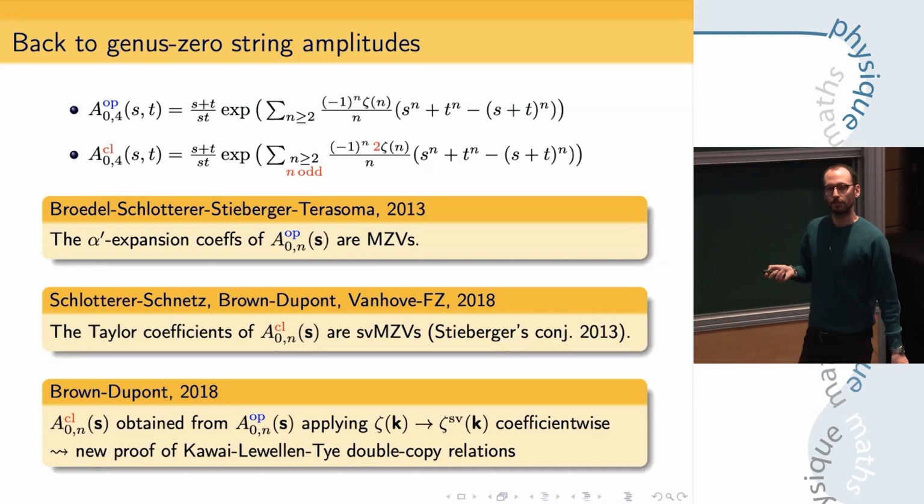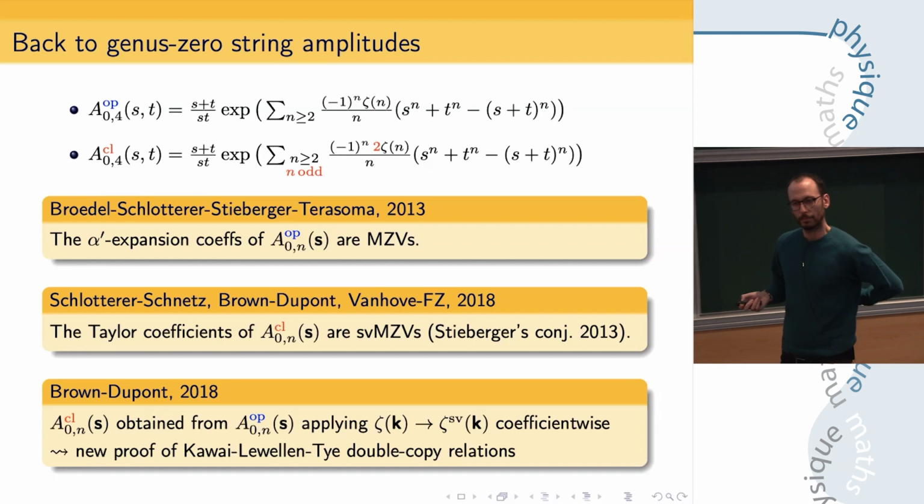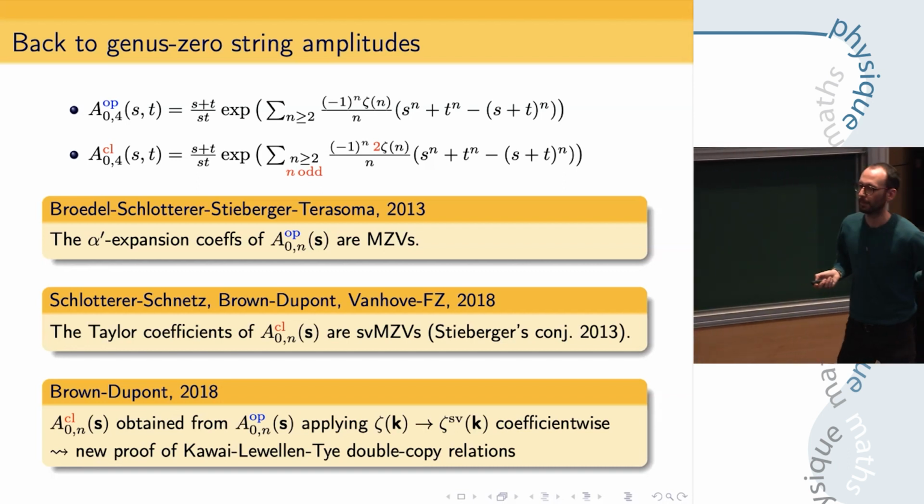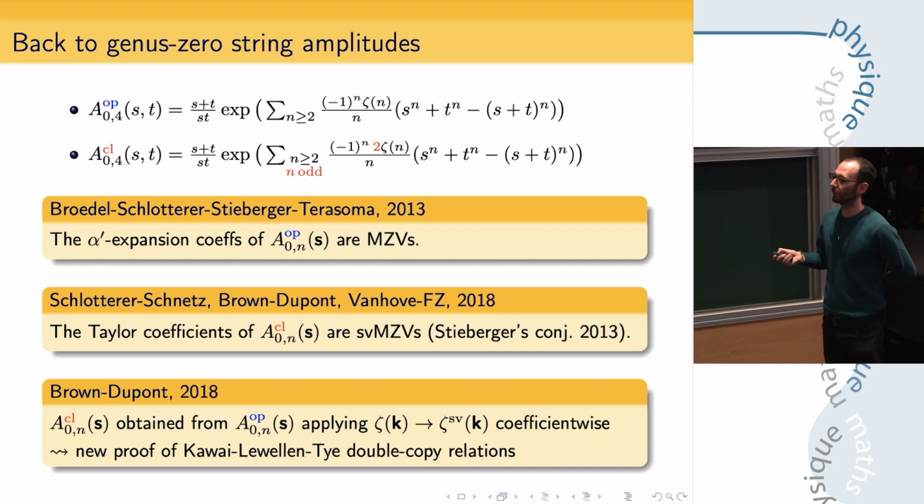Sorry, I have another question. Is the single-valued map multiplicative or not? It's an algebra map, yeah. I mean, of course, you cannot prove it's an algebra map for complex numbers.